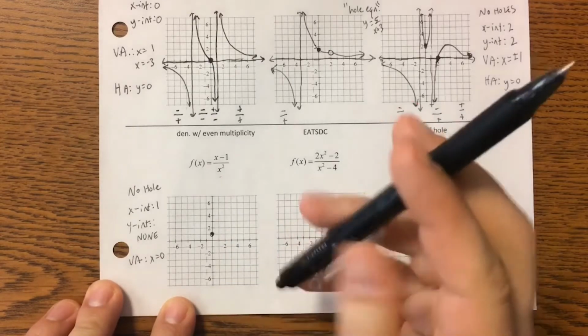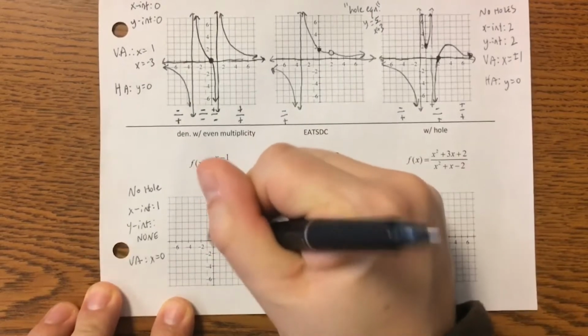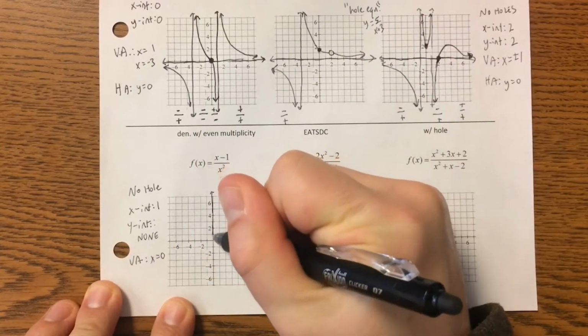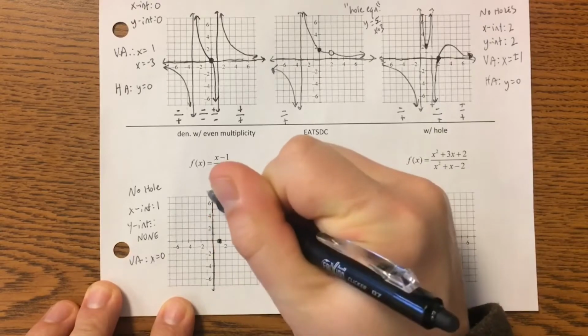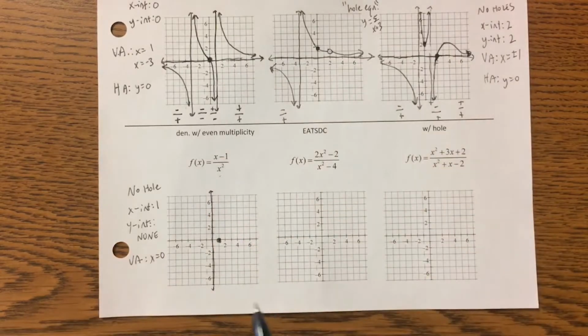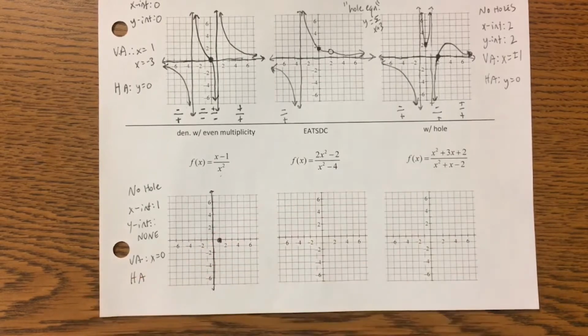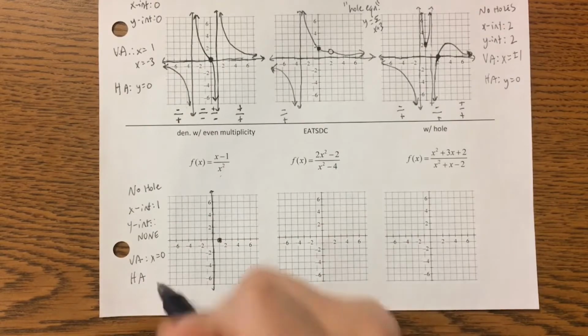Oh wait, I don't know why I plotted that there. So what that means is, if I figure out where the graph is headed on one side, I'll know where it's going to be headed on the other side of that partition. And then the horizontal asymptote, we still have the denominator with the greater degree, so it's going to be at y equals 0.